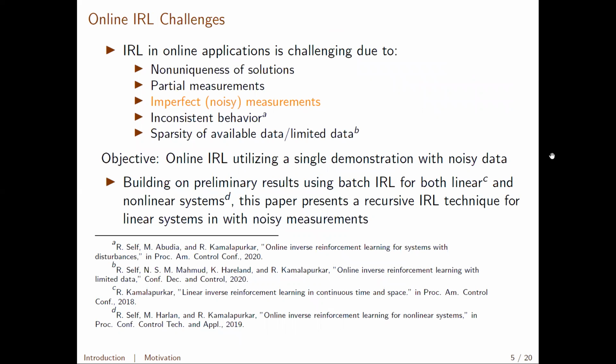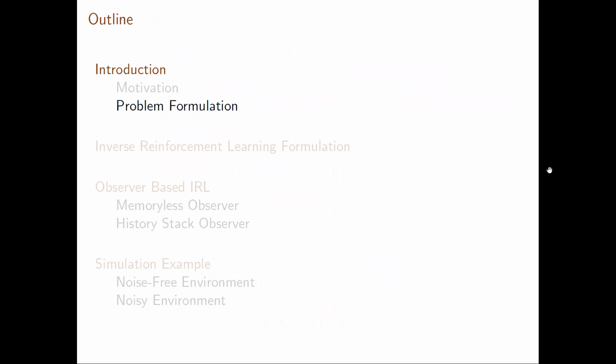There are many challenges to online IRL. We've detailed 5 here, including non-uniqueness of solutions, partial measurements, inconsistent behavior, and sparse and limited data. But the focus of today will be imperfect and noisy measurements. So the objective is to develop online IRL methods to utilize a single demonstration of noisy data. This work builds on previous work that we have for both linear and nonlinear systems.